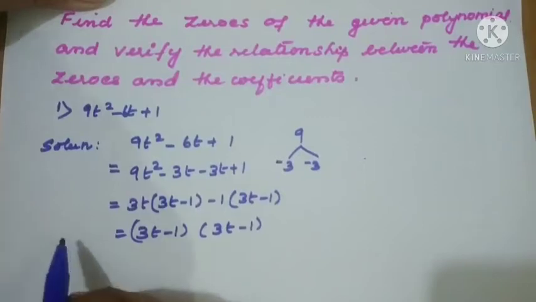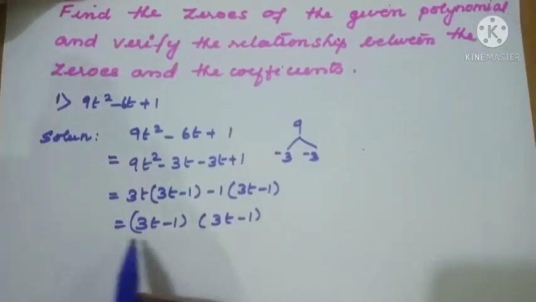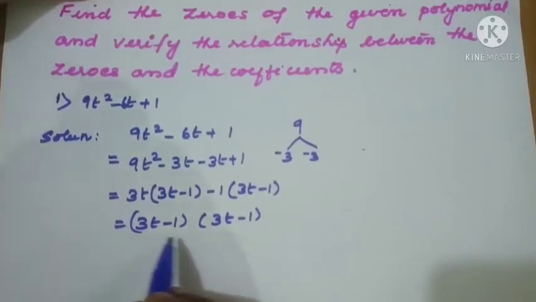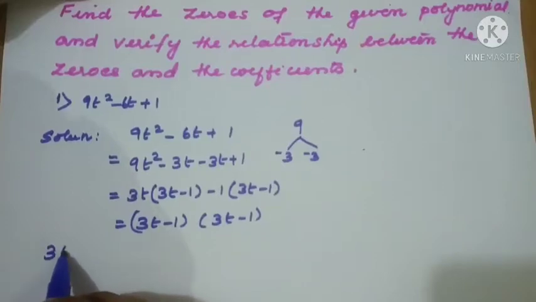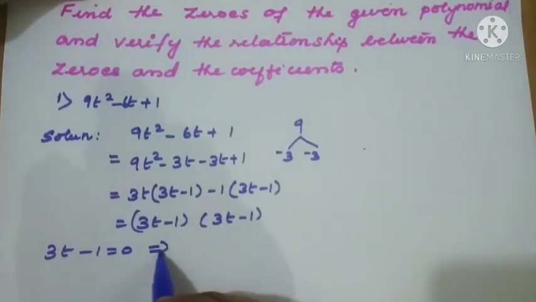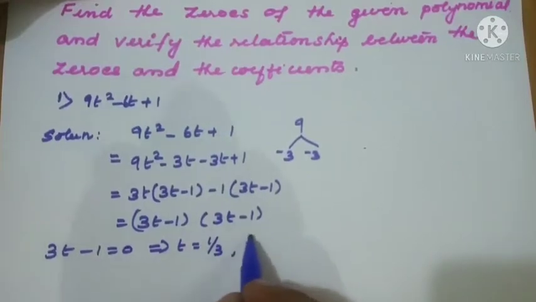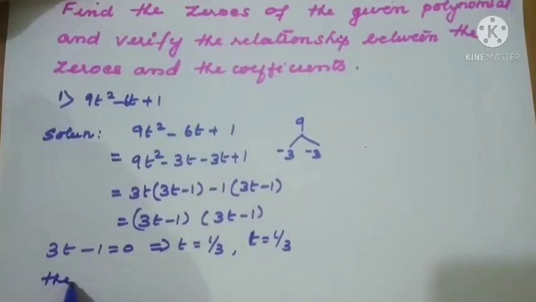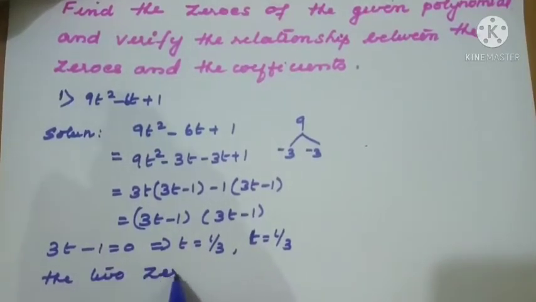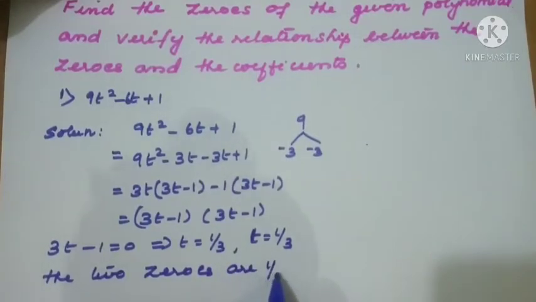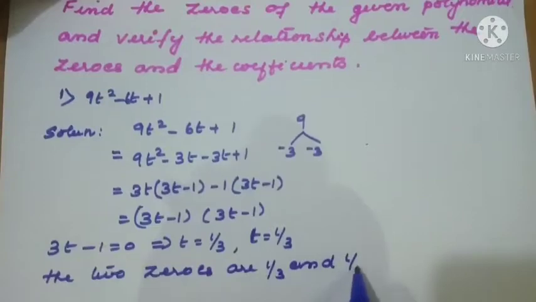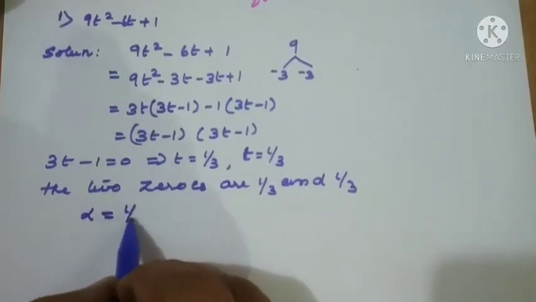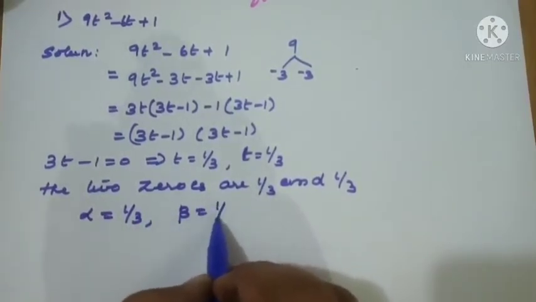Right. So for finding the zeros, we should equate it to 0 only. These are factors. So 3t minus 1 equal to 0 implies t equal to 1 by 3. Again it is a repeated bracket, so another t equal to 1 by 3 only. So the two zeros are 1 by 3 and 1 by 3. So what we should do? We should assume that alpha and beta are 1 by 3 only. Alpha equal to 1 by 3 and beta equal to 1 by 3.